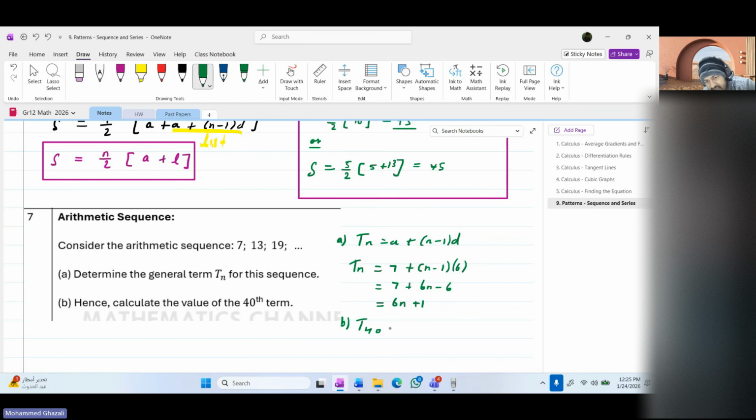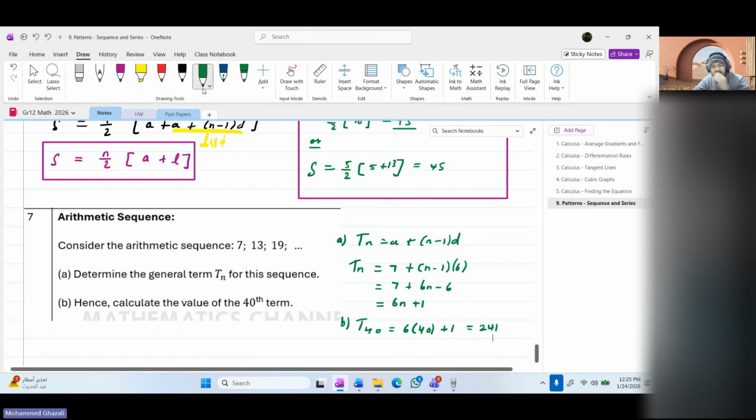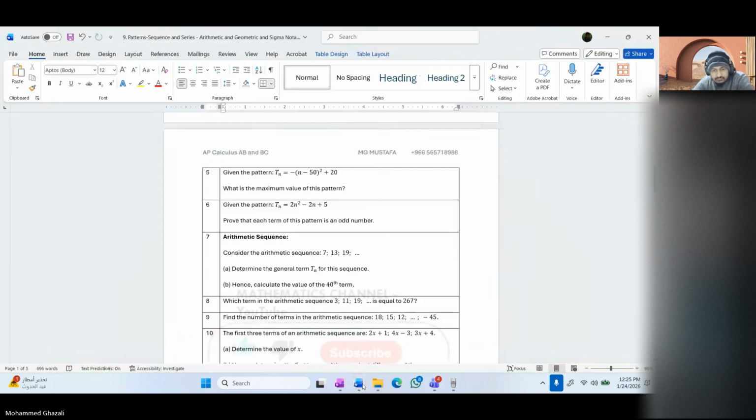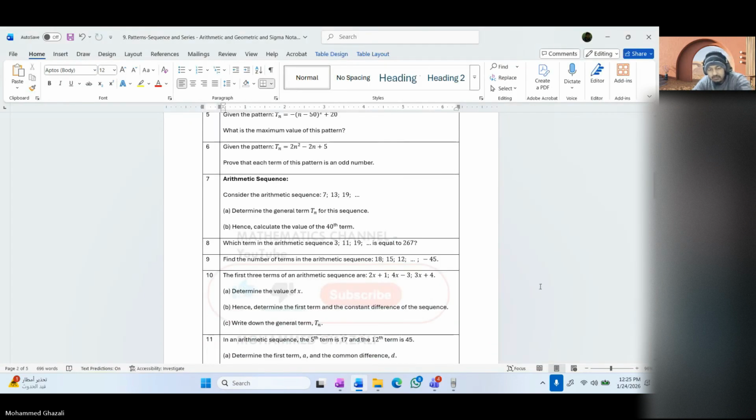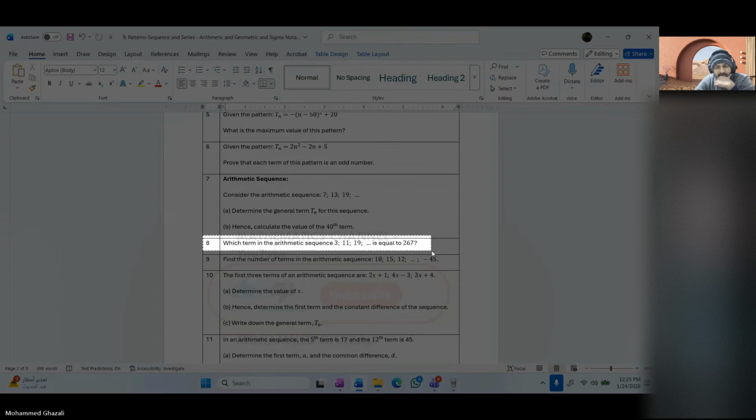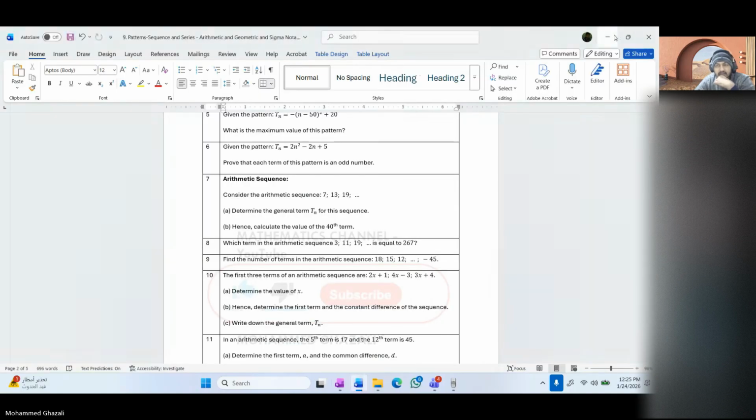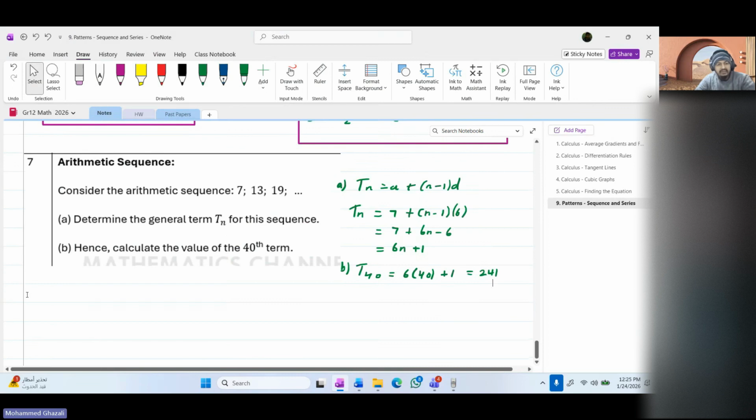Hence, calculate the value of the 40th term. So you're going to take term 40, which is 6 times 40 plus 1. That's 240 plus 1, 241. Right, so I hope you guys understood that. Right, that is straightforward problems.